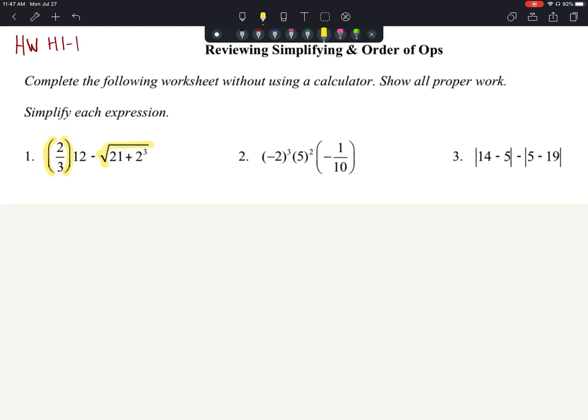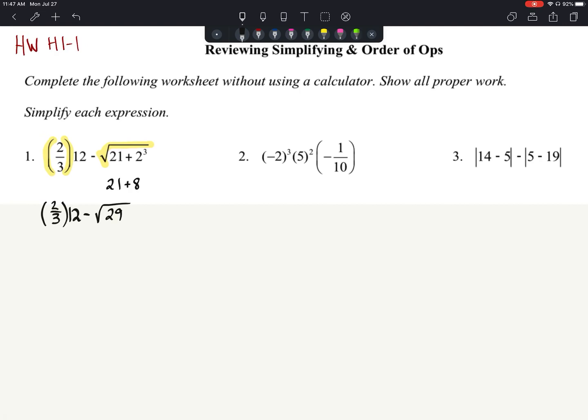Let's go ahead and jump inside the square root, where we have 21 plus 2 to the third power. Now we know that when we have addition and exponents here, we need to do the exponents first. So 21 plus 2 to the third power, which is 8, and we'll go ahead and just add those together. So we have 29 inside the square root. I'm going to just bring everything else down. We have 2/3 times 12 minus the square root of 29.